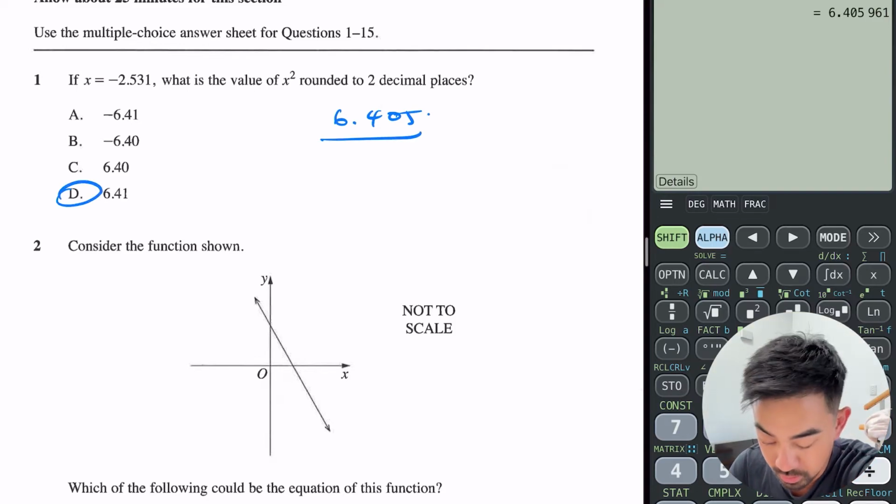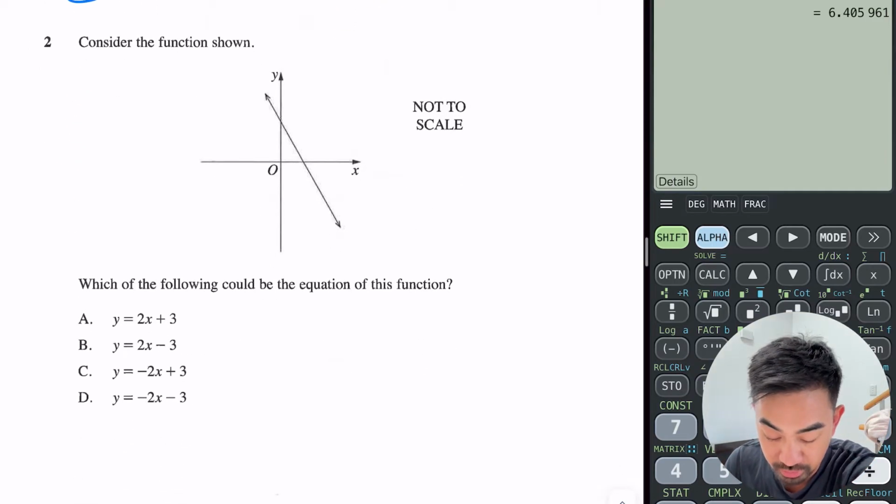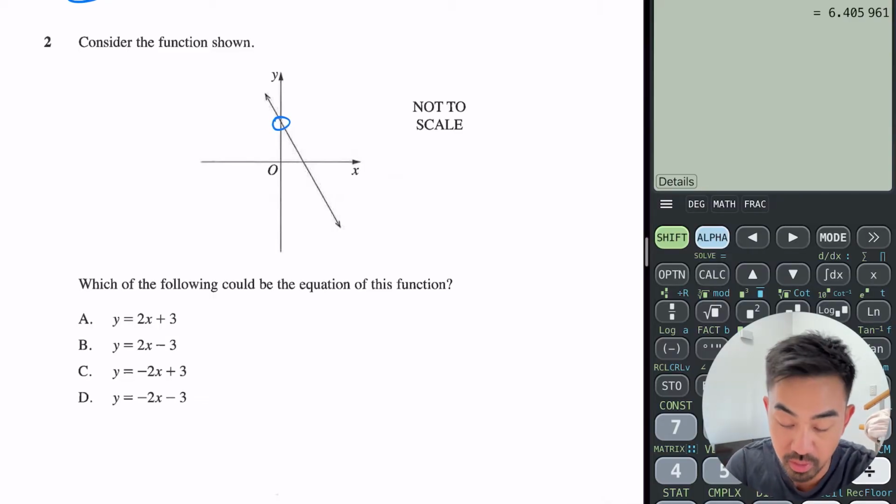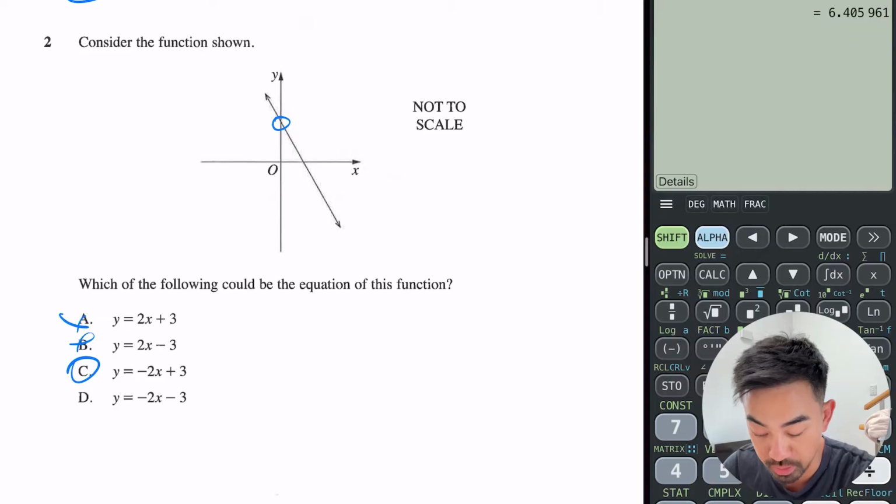All right, question 2. Consider the function. We've got a linear graph. What could be the equation of the function? Okay, so I know it's got a y-intercept that's positive, and I know it's got a negative gradient. So it can't be this one, it can't be this one. I think it's going to be C, minus 2x plus 3.